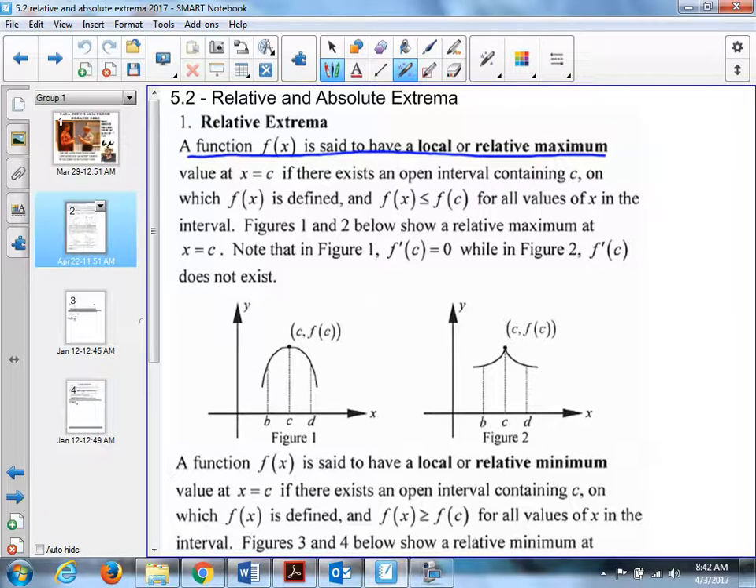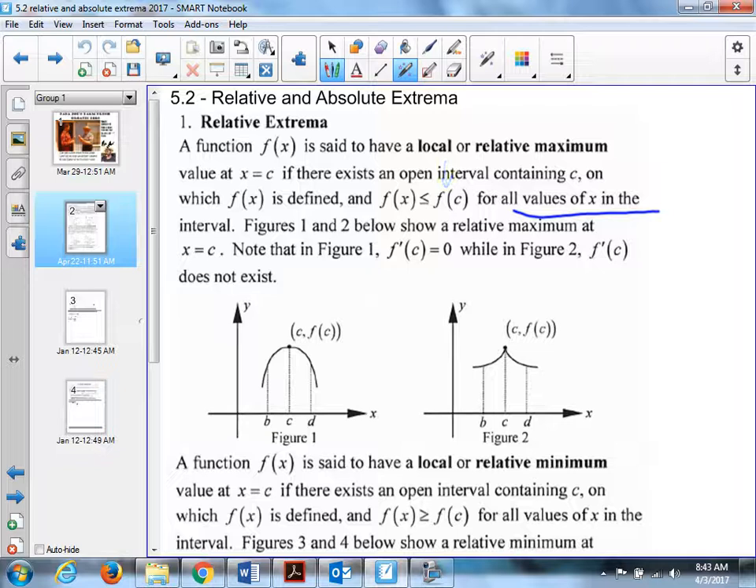A function is said to have a local or relative maximum value at c. So x equals 5 or something like that. If there exists an open interval containing that number c, on which the function is defined, and the function is smaller than or equal to the value you get at c. So when you plug in 5, maybe you get 17. Everything else is 17 or less. That makes sense. Then that means that f of 5 equals 17. 17 would be the maximum value for all values of x in the interval.